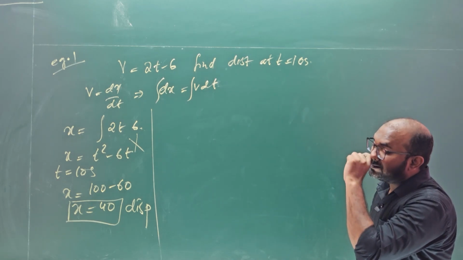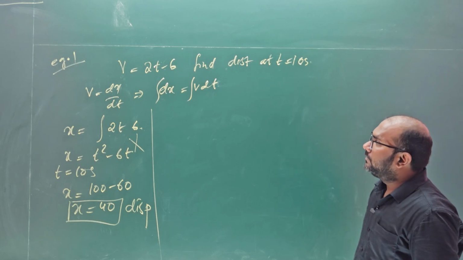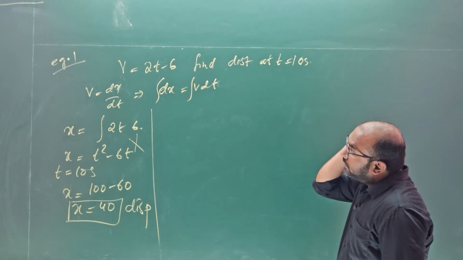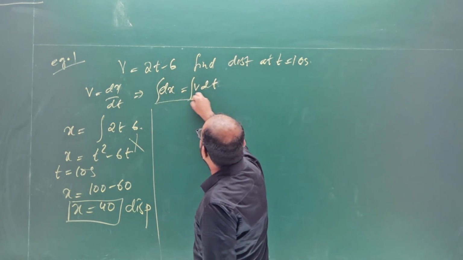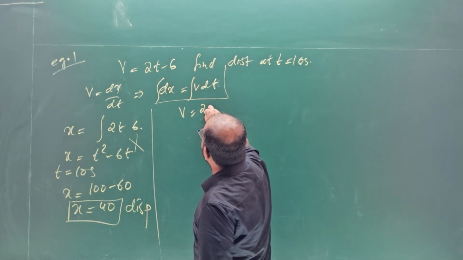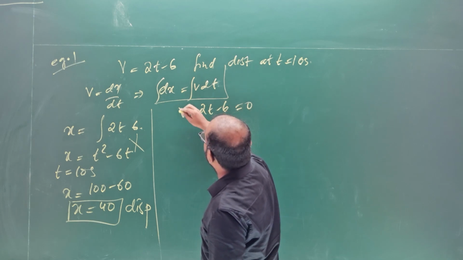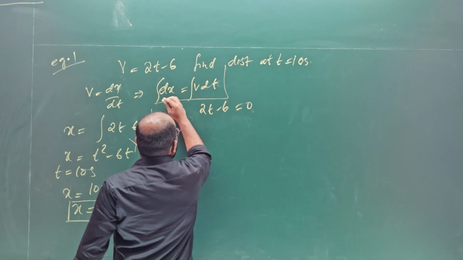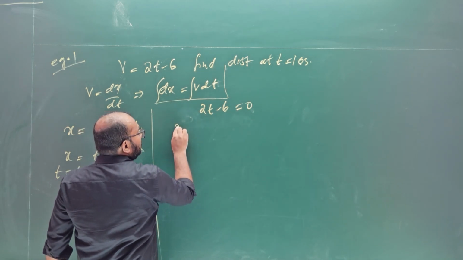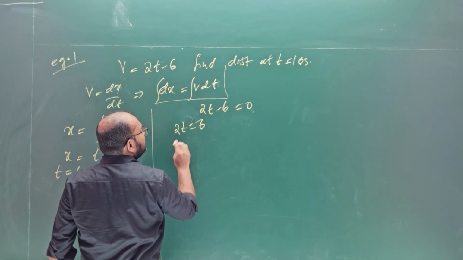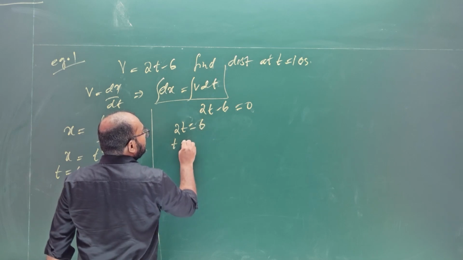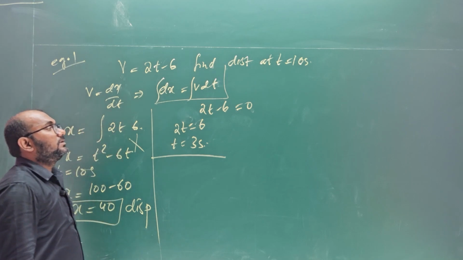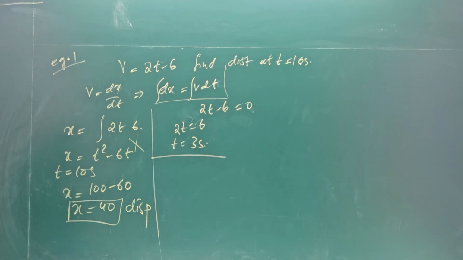Now, how to find the distance then? First, we need to check if the velocity is getting 0 or not. To check that, v is equal to 2t minus 6 should be equal to 0. So 2t minus 6 is equal to 0, or 2t is equal to 6, or t is equal to 3 seconds. That means at this time the velocity is getting 0.